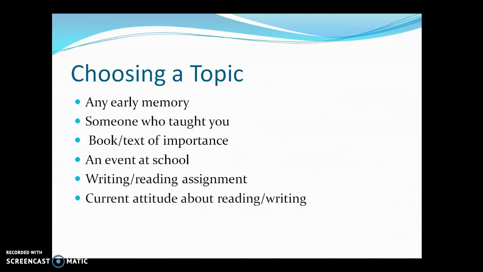It can be about a book or a text, some kind of comic book, something you felt was really important and inspired your reading history. It could be an event in school, a special reading or writing assignment that led you to pursue further aspirations in reading or writing, or it could be your current attitude about reading or writing.